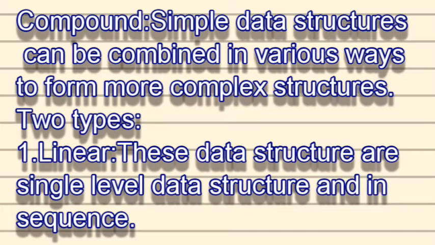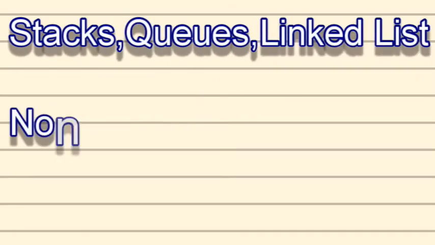The linear data structures are further divided into three parts: stack, queue and linked list. Then we have non-linear data structures. Non-linear data structures are multi-level data structures. An example of non-linear is the tree.